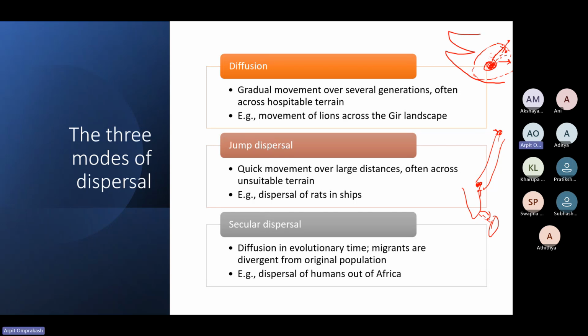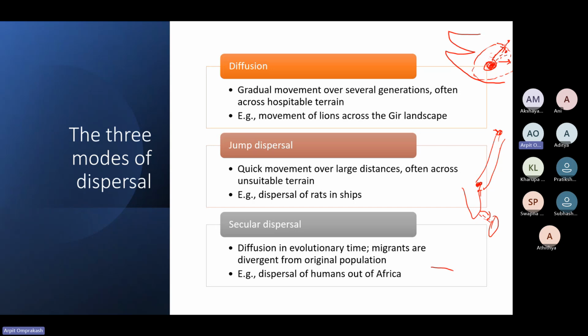The third mode of dispersal that we have is secular dispersal, where basically we have diffusion over evolutionary time. So the migrants that arrive or disperse to the other location have diverged from the original population. So one example of this is dispersal of humans out of Africa.